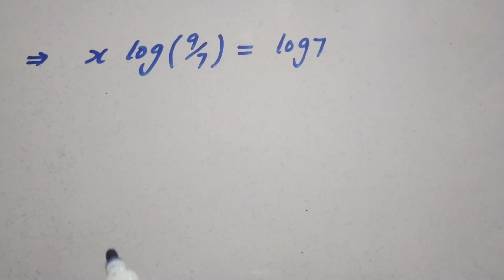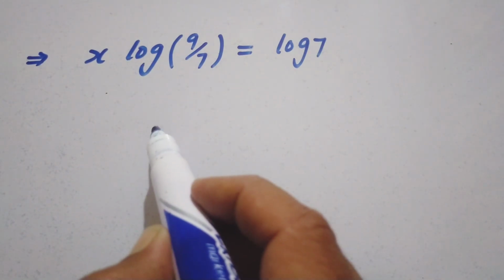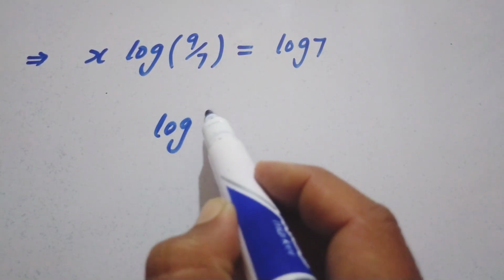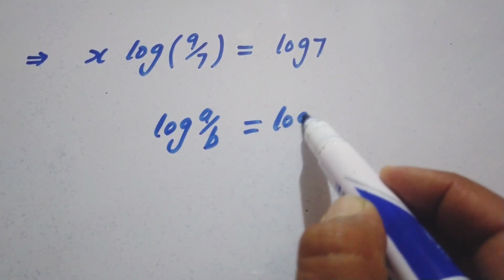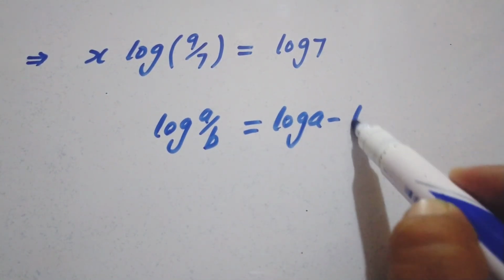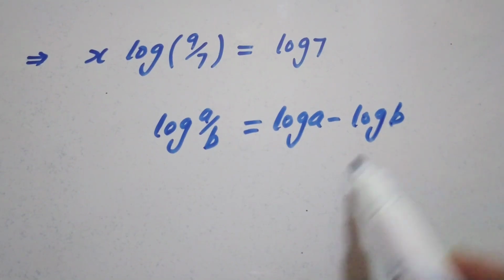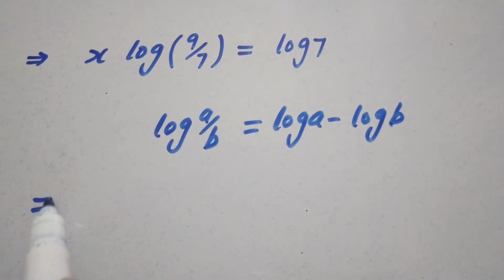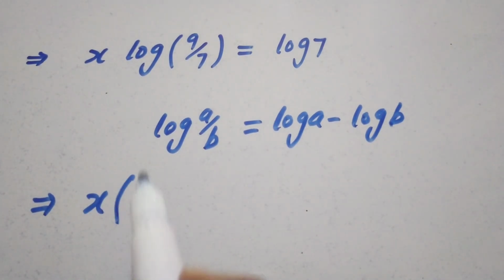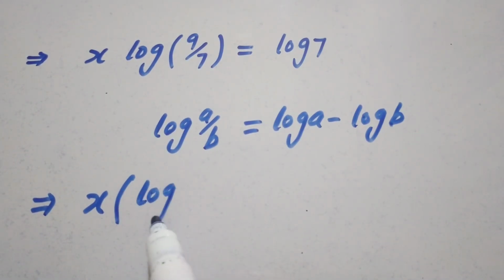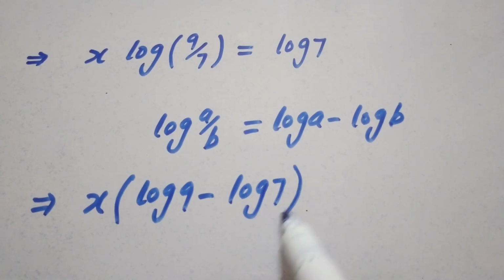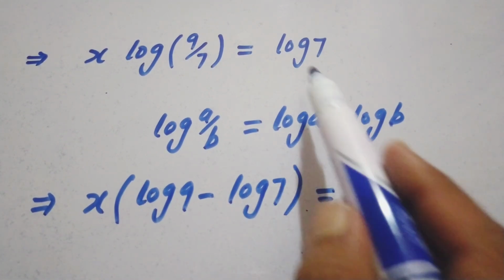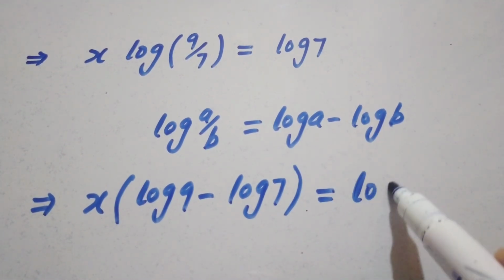Another logarithmic property: if we have log of a divided by b, this is equal to log of a minus log of b. Using this property here, this will become x into log of 9 divided by 7, so this will become log of 9 minus log of 7. And this whole thing is equal to the right hand side, which is log of 7.